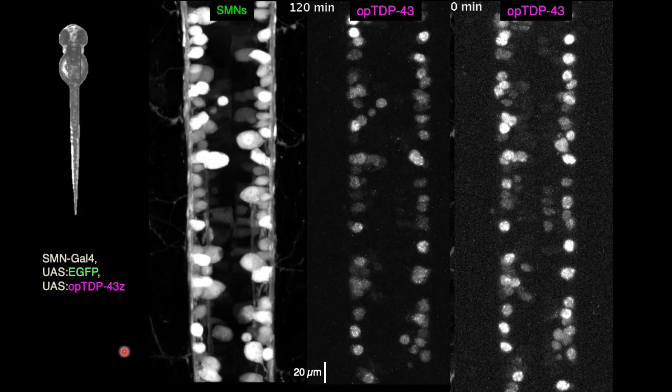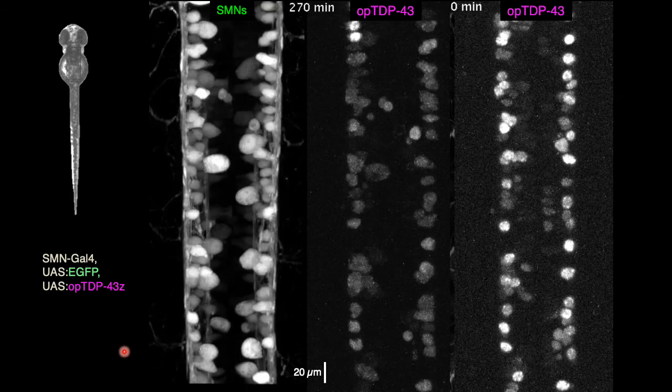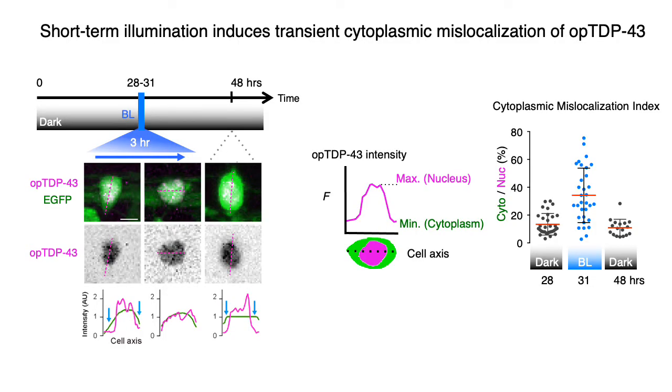And if you shine the blue light, after 4.5 hour illumination, we found that OP-TDP-43 signal and EGFP signal almost overlap, suggesting that OP-TDP-43 is dispersed throughout the cell. So if you closely look at the single cell over time, OP-TDP-43 in the nucleus is dispersed throughout the cell after the illumination and overlaps with EGFP signal.